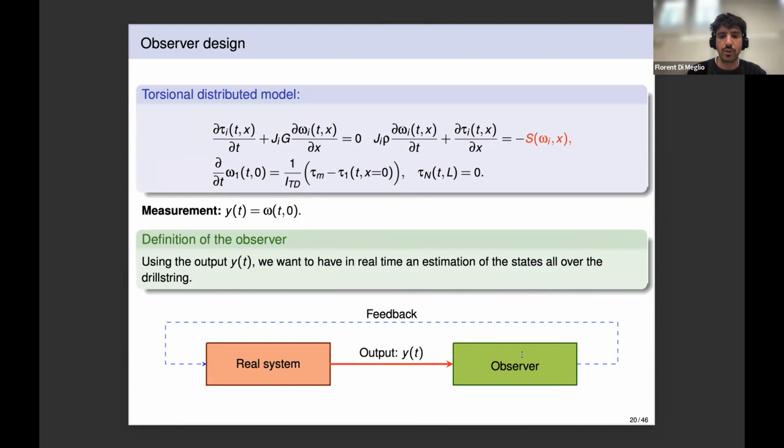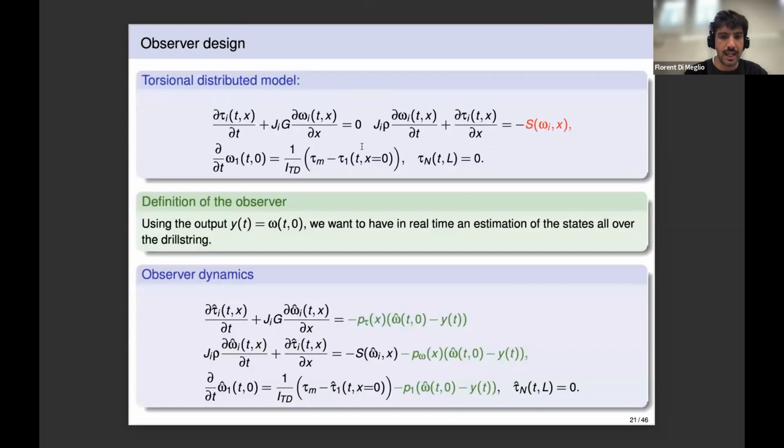With these two surface measurements, what we want to do is basically feed these measurements somehow to the observer so that it gives us some estimation of all the states, all of the distributed states, tau and omega, all along the drill string. And we do that by modifying the model as is written below. So let's take just a little bit of time to understand what's happening here. What you see on the bottom is what we call the observer dynamics. So these are the equations that we have to solve in real time to get an estimate of the torque and the velocity at any given location.